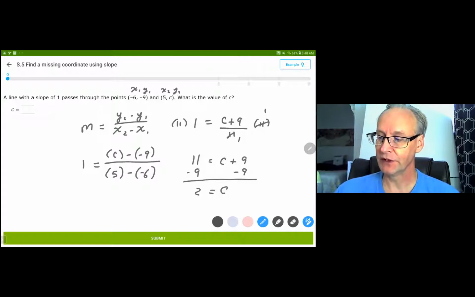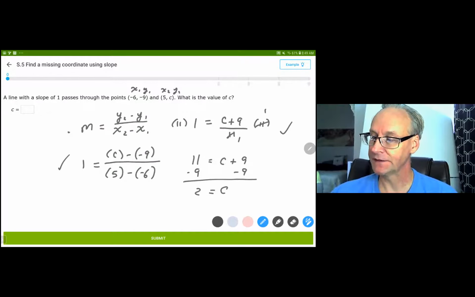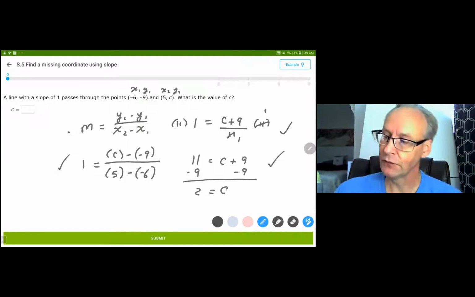Notice I have a formula. There it is. I substituted, I simplified, and then I solved. So C is equal to 2.